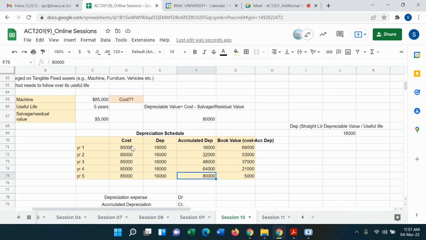So in the year 1, we know the cost price of the asset was 85,000. They charge total depreciation of 16,000. So the remaining value 69,000. Cost minus accumulated depreciation. It is the remaining value of the asset, which is known as book value of the asset. In the year 2, again cost price was not changed because we spent $85,000 to acquire this asset. 85,000, and after year 2 we have charged depreciation 32,000. 85 minus 32, 53,000. Like that we can identify what is the remaining value of the asset after each year.